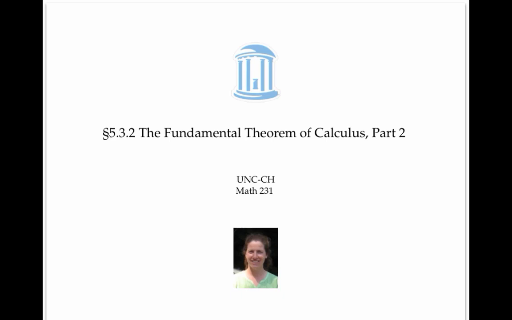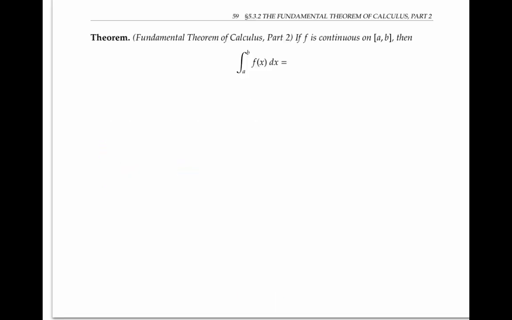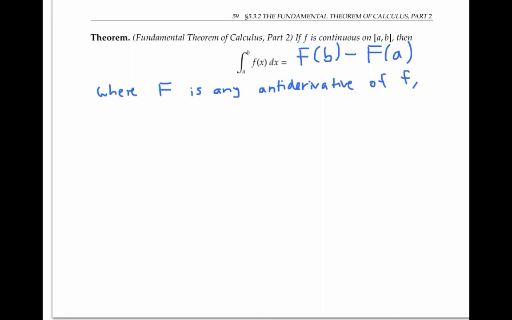This video introduces the second part of the fundamental theorem of calculus, another way of relating derivatives and integrals. Part 2 of the fundamental theorem of calculus says that if f is a continuous function on the closed interval [a, b], then the integral from a to b of f of x dx is equal to capital F of b minus capital F of a, where capital F is any antiderivative for lowercase f. That is, capital F is a function whose derivative is lowercase f.